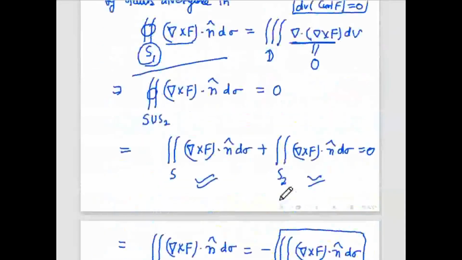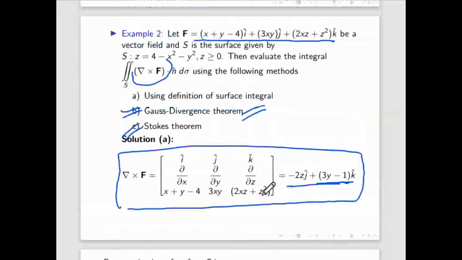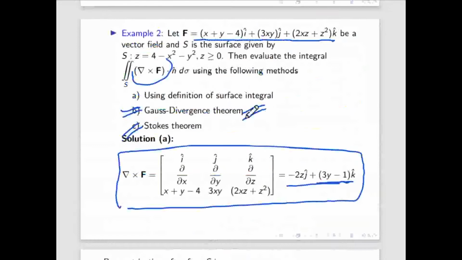Here in this question, the first part is by using the actual technique, that is the parameterization technique. We got the answer minus 4 pi. For the second one, we will do the same thing by finding which part is not closed, based on the Gauss divergence theorem; both are the minus of that. So we will use that one.